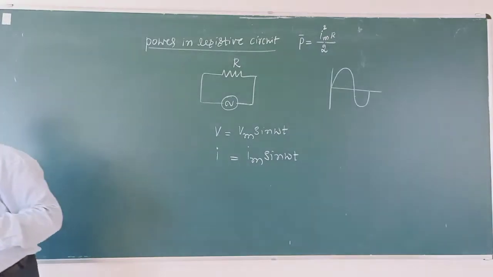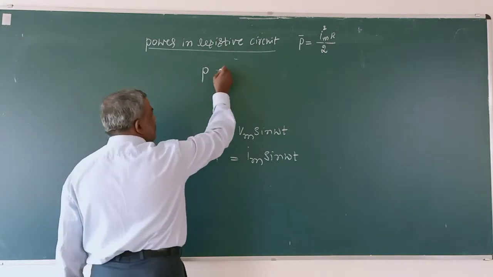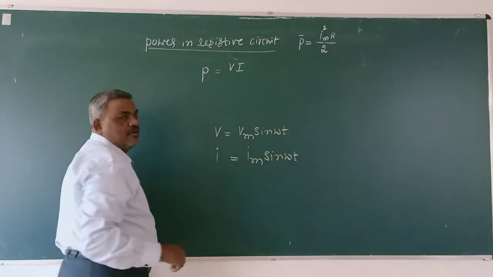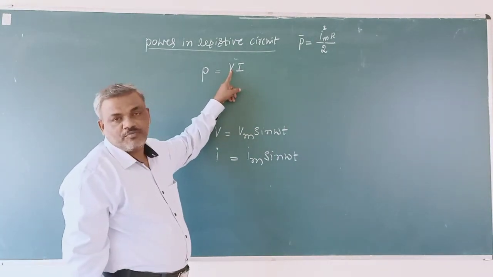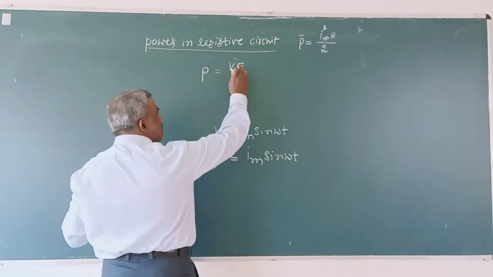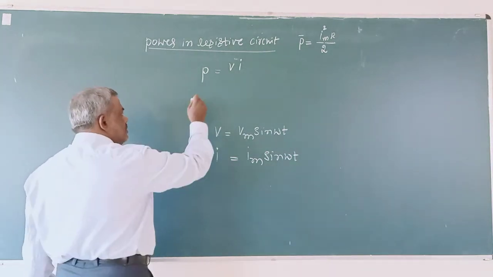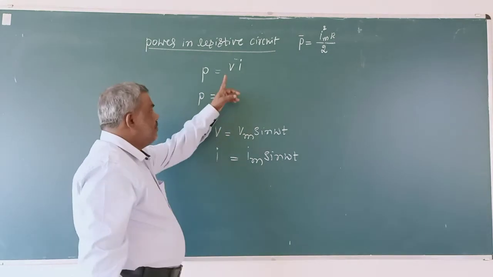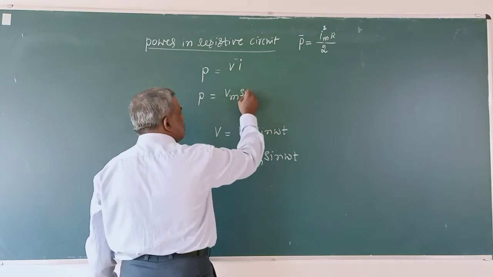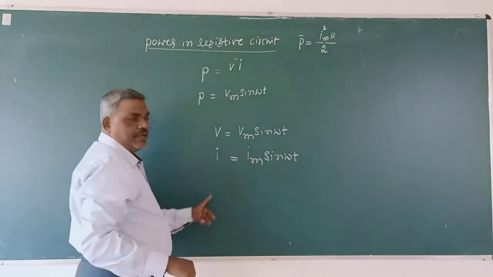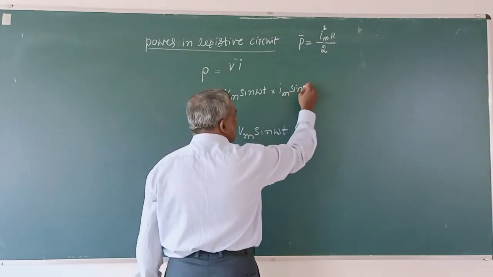Now power. P equals V into I. The electric power P equals V into I, where V is the voltage or potential difference and I is the current. So what is V equal to? V equals Vm sin omega t. And I equals Im sin omega t.